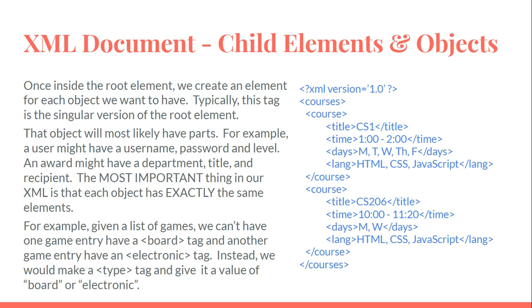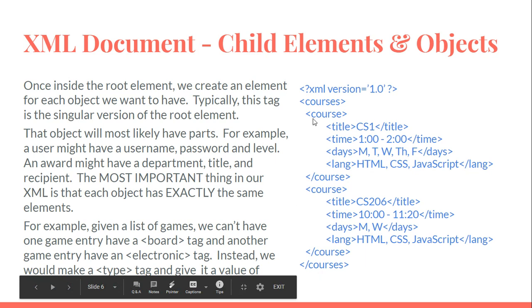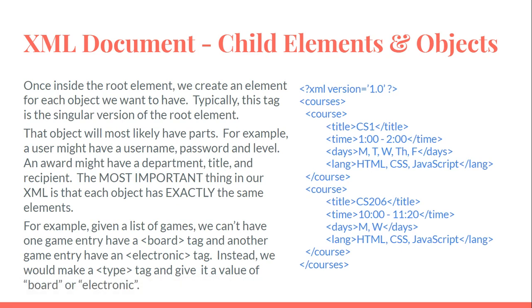Once we have our root element, we create an element for each object we want to have. So this tag is typically a singular version of the root element. If I'm going to have my root element be courses, then I'm going to create a series of course objects. This one has two course objects. That object typically has parts. If I have a user, they might have a username, a password, and a level. If I have an award, it might have a department, a title, and a recipient.